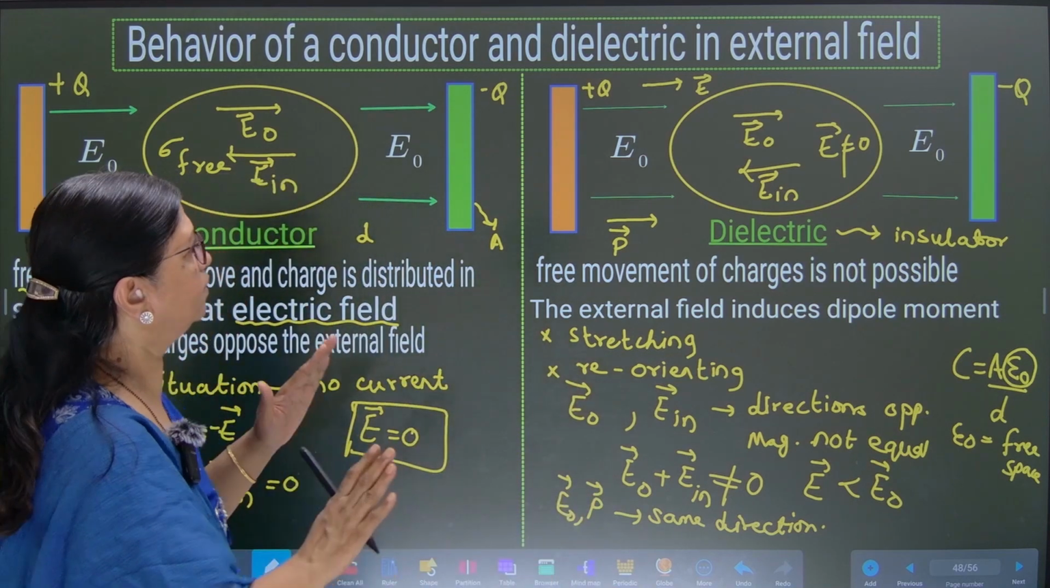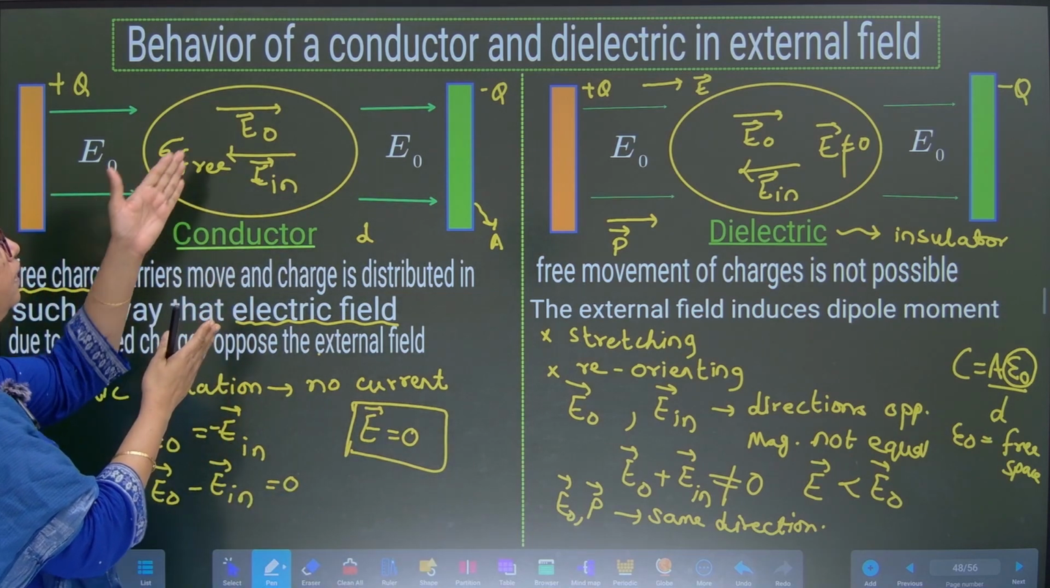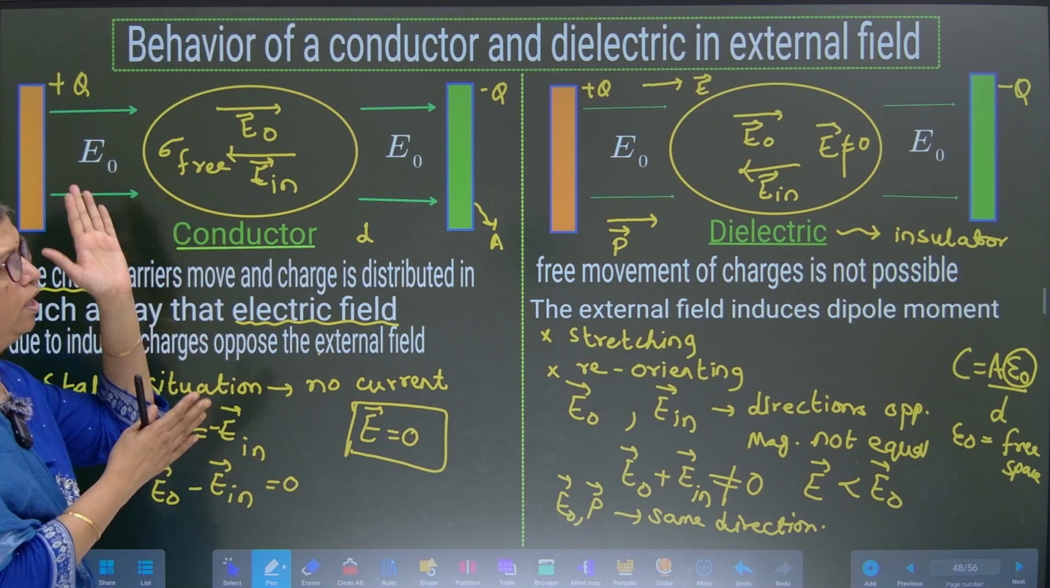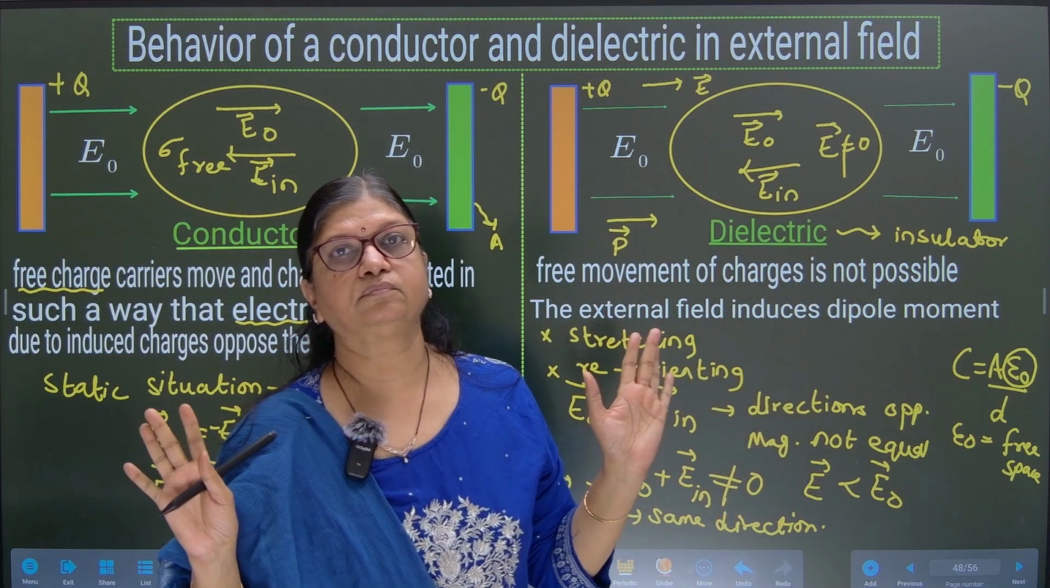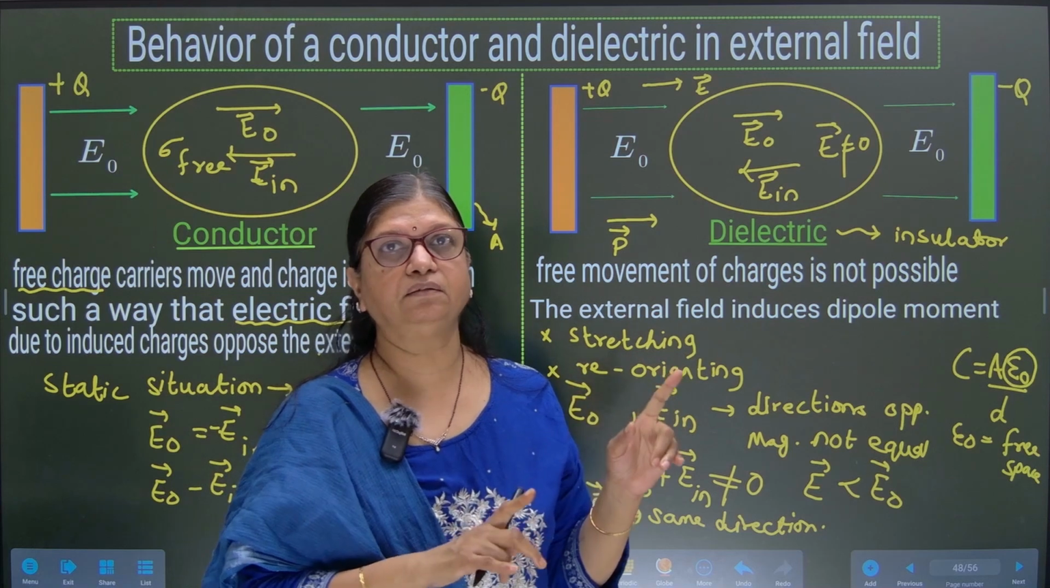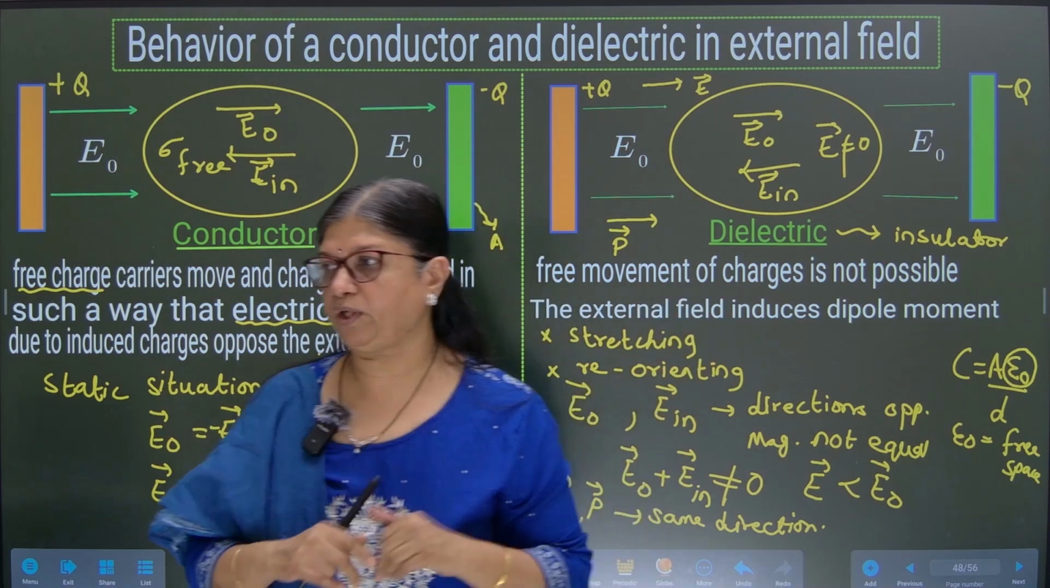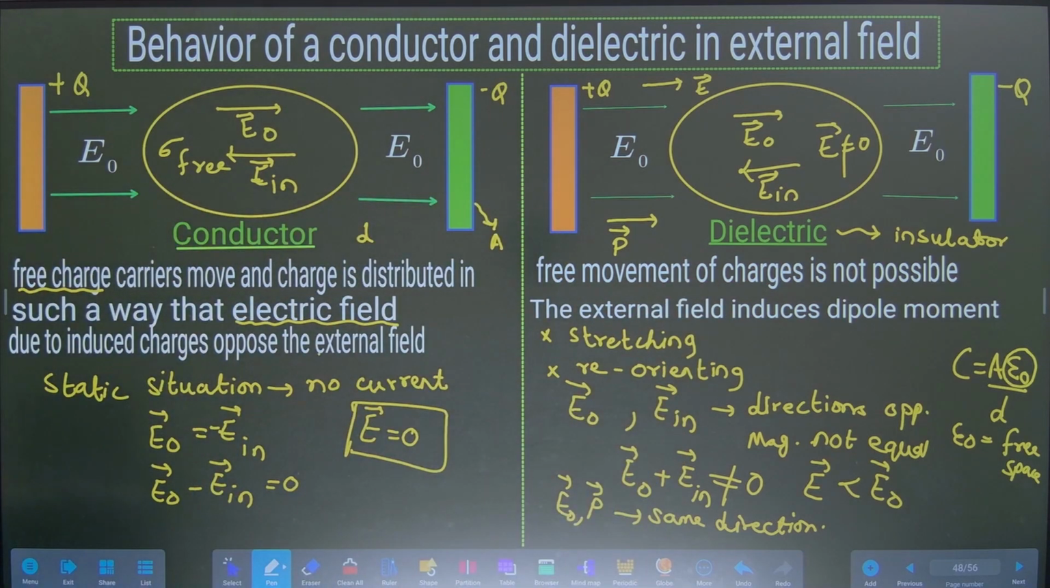So understand that when I place a conductor, the electric field inside is 0. When I place a dielectric, the electric field inside is non-zero. It will be lesser than the external field. Fine? So I hope you have understood the concept. Take a pic of what we have learned just now. Remember the words which I have written and the points which I have spoken about, so that you can use them whenever required and asked.